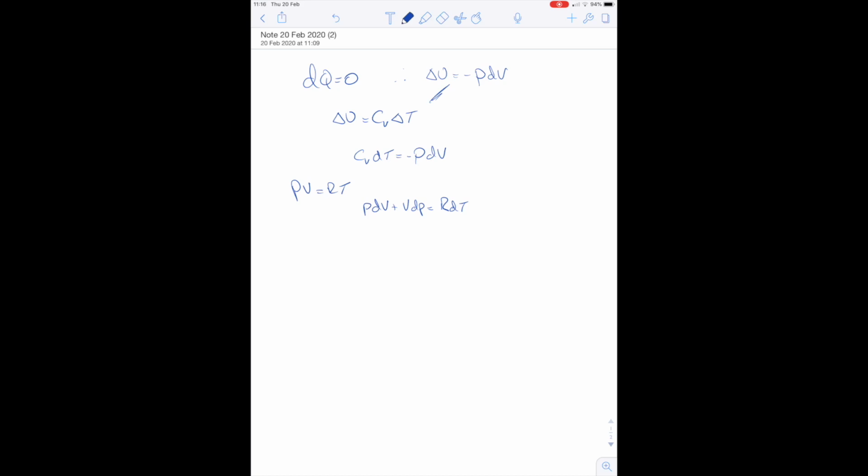Okay, so if we rearrange this equation, we can get a term for dT, which is (P dV plus V dP) over R. So we've got a dT term here that we can now substitute into this term here. When we do this, we get Cv over R, (P dV plus V dP) equals minus P dV. Okay, now we're just going to do a little bit of rearranging of this equation.